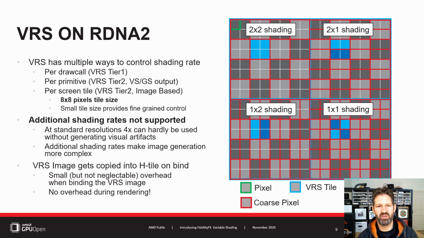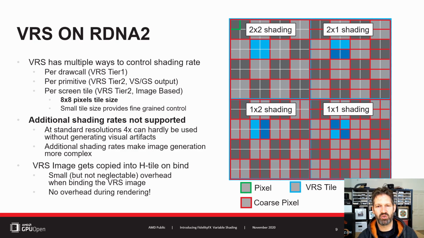One final note, when using image-based VRS on RDNA2 based hardware, we copy the shading rate image into the H-tile metadata of the depth buffer when the VRS image is getting bound. This means a slight overhead, which can also be seen in Radeon GPU Profiler, but it has the advantage that the H-tile information needs to be read by the GPU anyway when the primitive gets rasterized, so we avoid having to read a second surface.